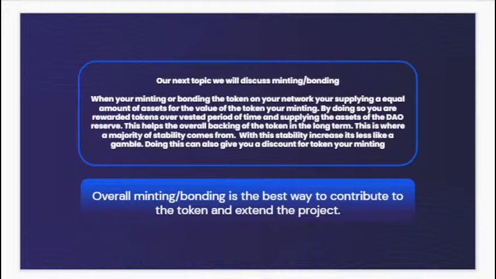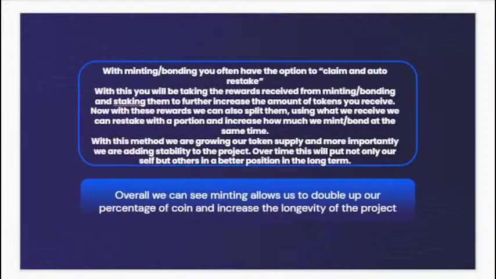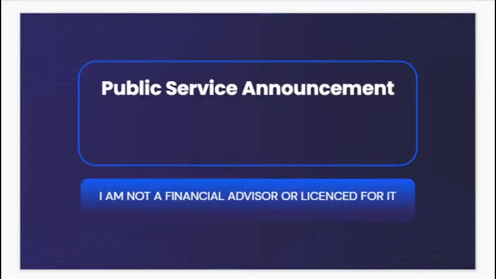But a lot of times the runway will adjust, so will the APY along with it. But with more people minting and bonding with the token, it can increase how much the APY is overall, as well as other factors. So that's it with minting and bonding as far as the information I have concerned.